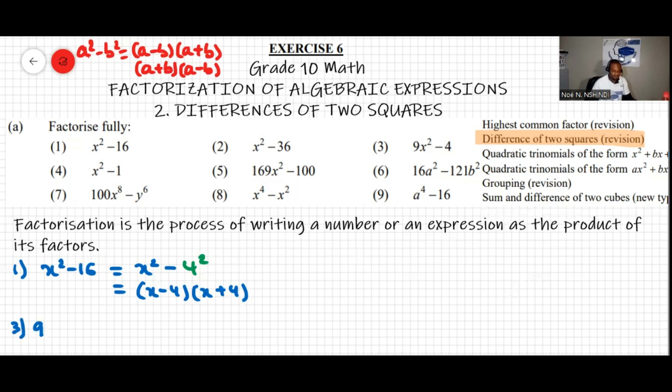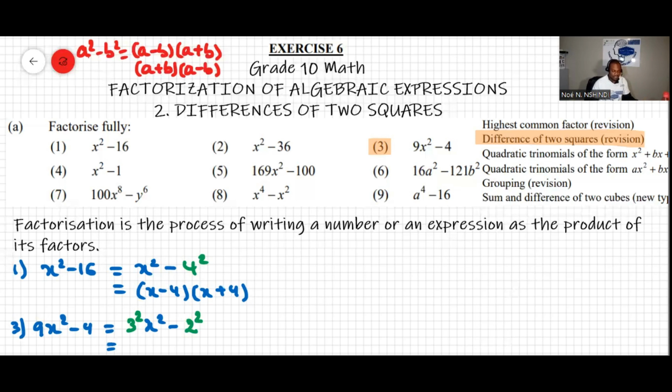Let's say question 3 now. We have 9x squared minus 4. We first look: is 9 a square number? Yes, it is. It is the square of the number 3, so it's like 3 squared. Then x squared. And then, is 4 a square number? Yes, it is. It is the square of 2. It's like 2 squared.